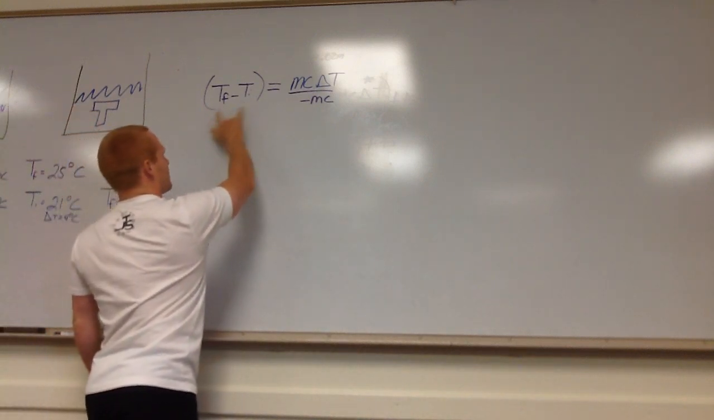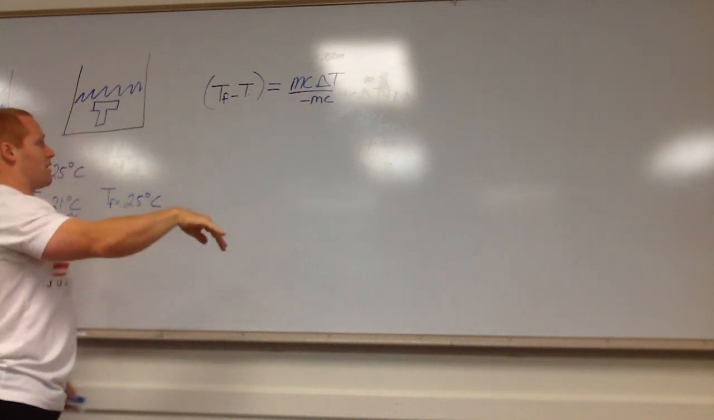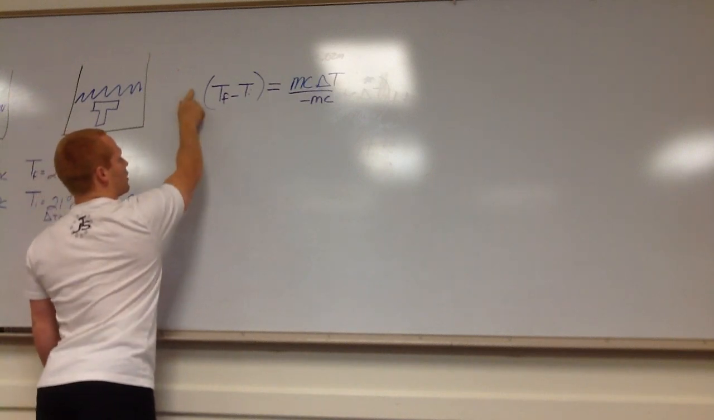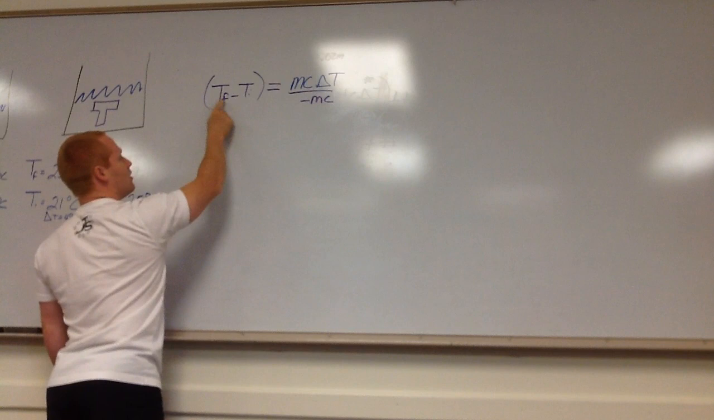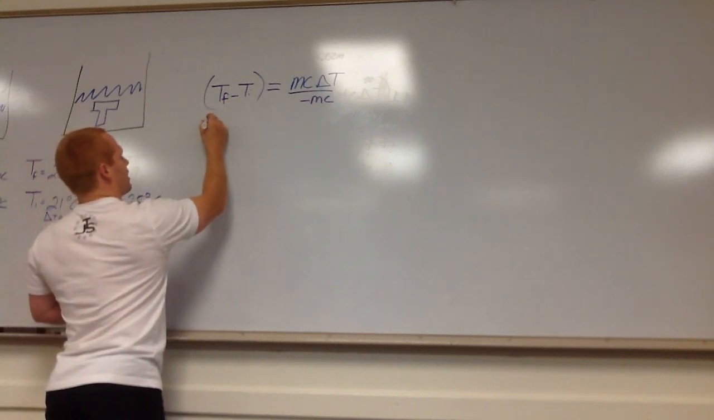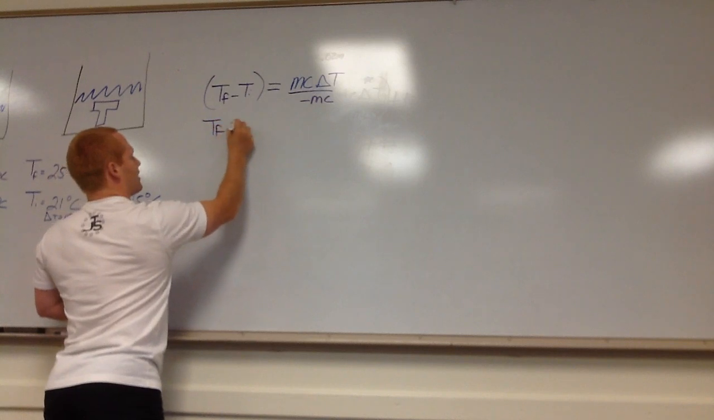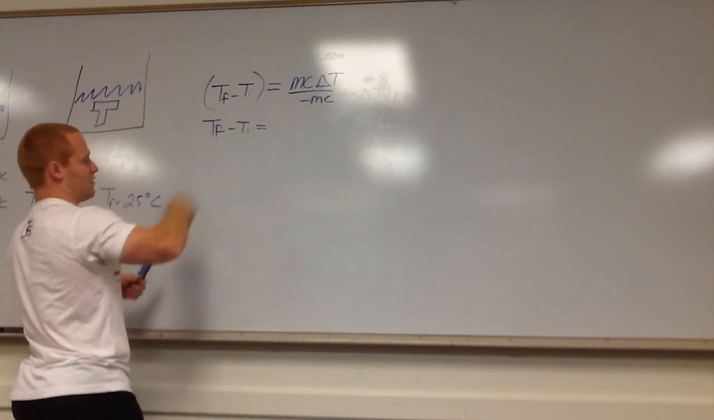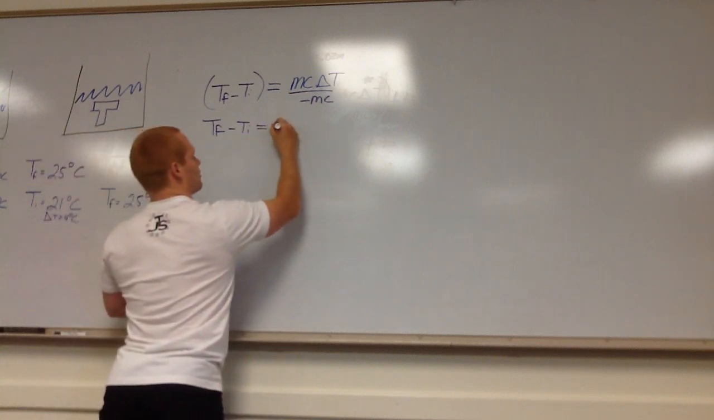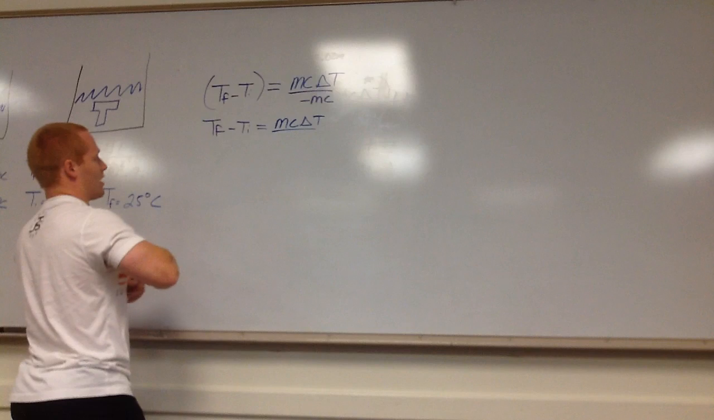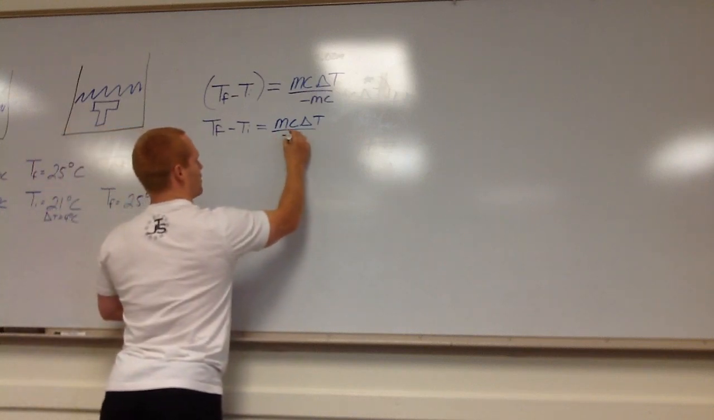Notice parentheses. That means we could distribute something in there. Notice we have nothing to distribute. Technically, if you want, it could be a 1. That way we can get rid of it. So if we multiply them both by 1, we would just have TF minus TI is equal to MC delta T divided by negative MC. So that just gets rid of the parentheses. That way we don't have to deal with them.